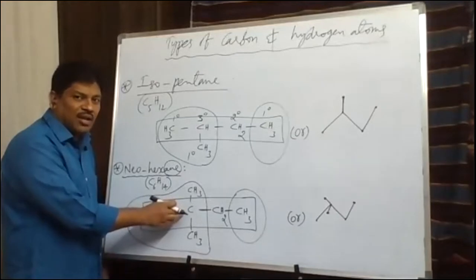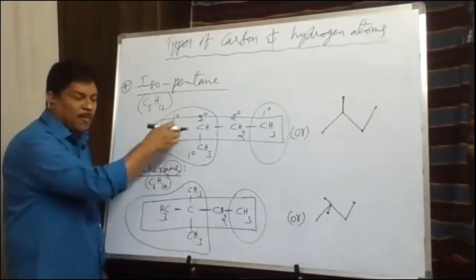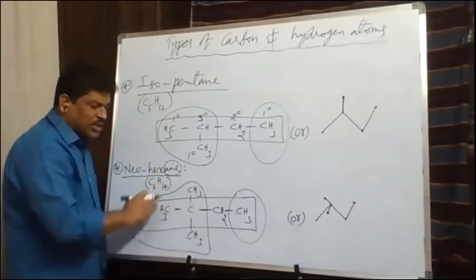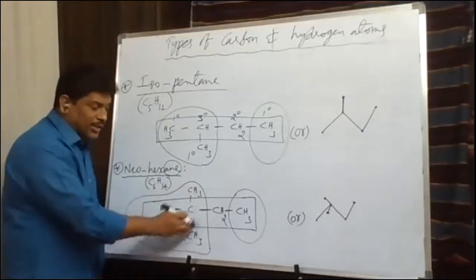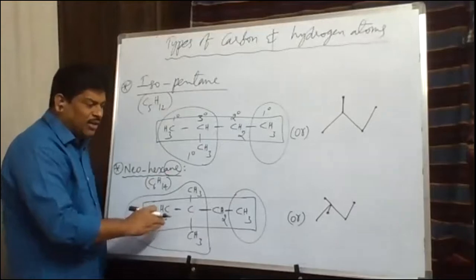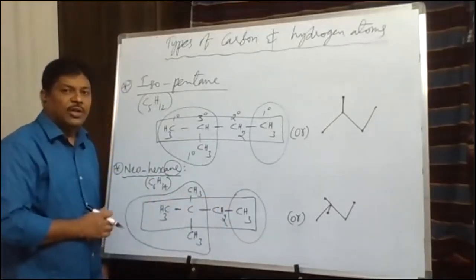Tertiary butyl. Here this group is called what? Isopropyl group at one end. Here at one end, what is that? This group is called what? Tertiary butyl group. If the tertiary butyl group is at one end, and at the other end CH3 is present, that is called what? Neo.